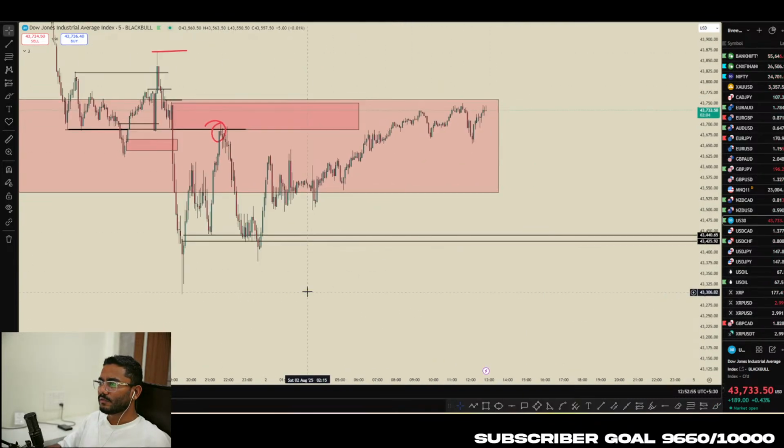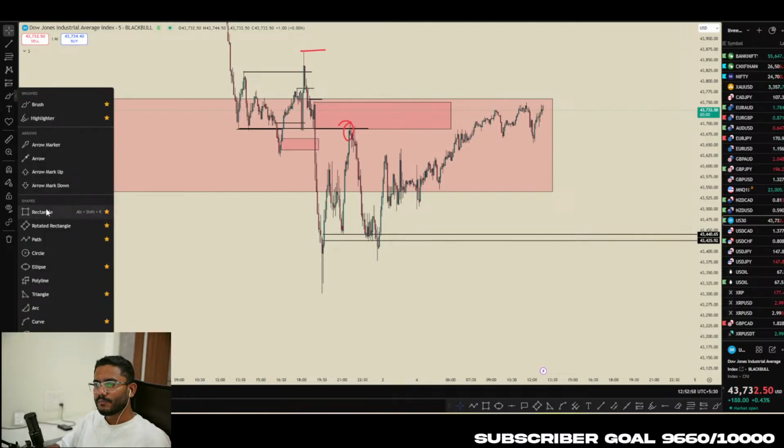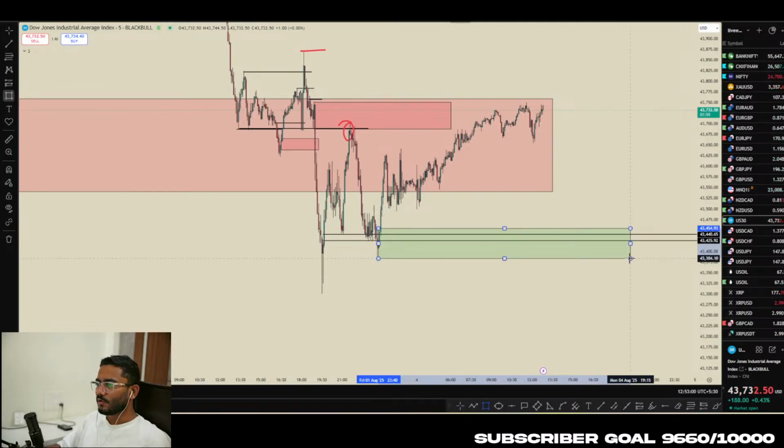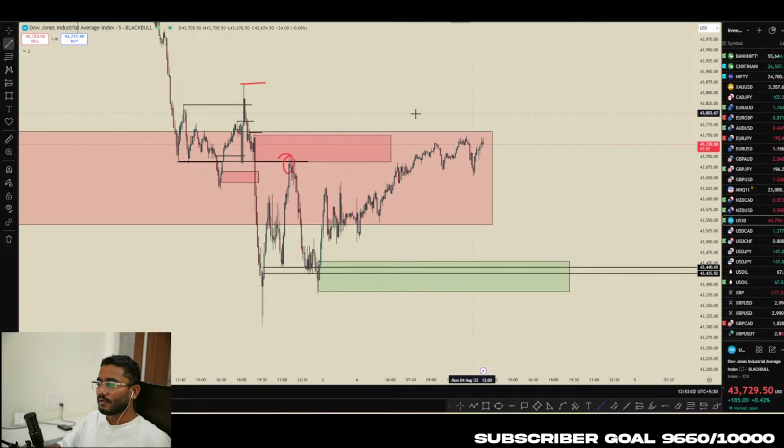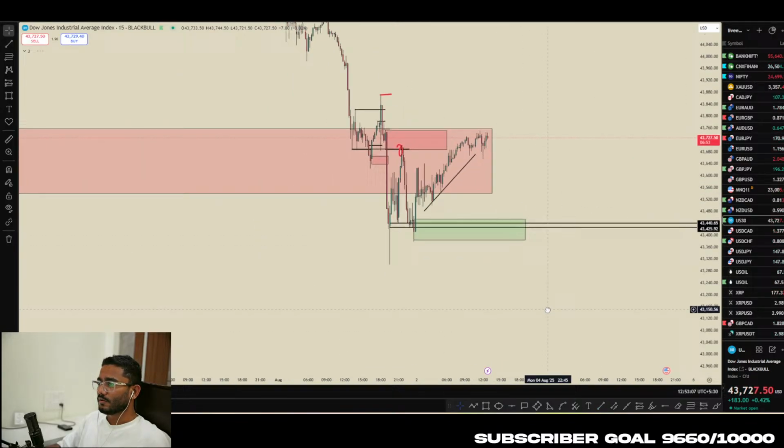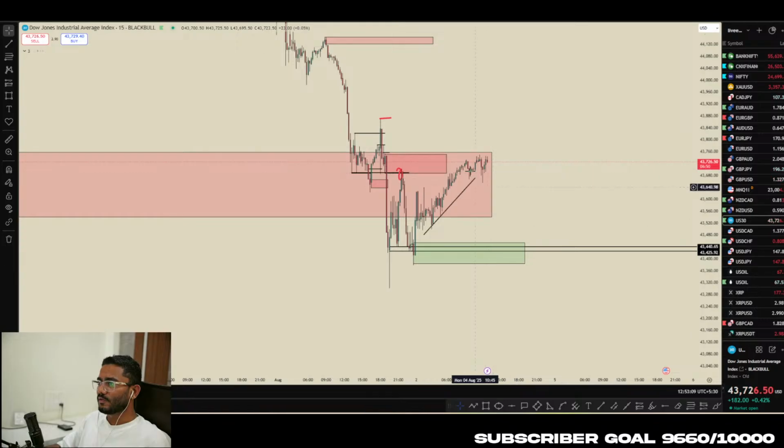On US30, right now there is no liquidity, but we can use this order block as our POI, and here we have this trend line liquidity. So let's see. For today, we will use this setup.